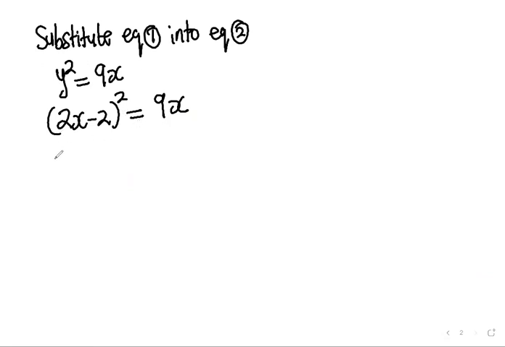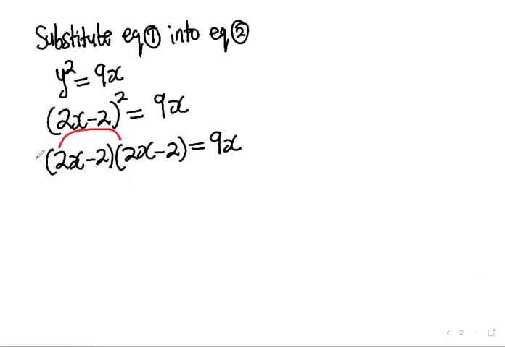And then from here, remember you can expand. You can write 2x minus 2, as well as this one you can expand and write 2x minus 2. On the far right, we're gonna have 9x. Now from here, we're gonna use the FOIL method, right? So we're gonna say 2x times 2x, that will be what?